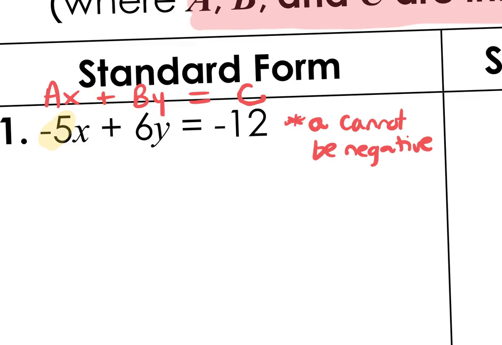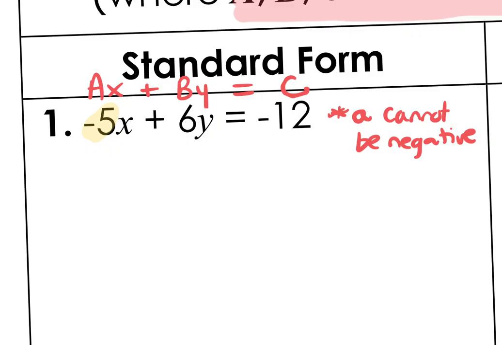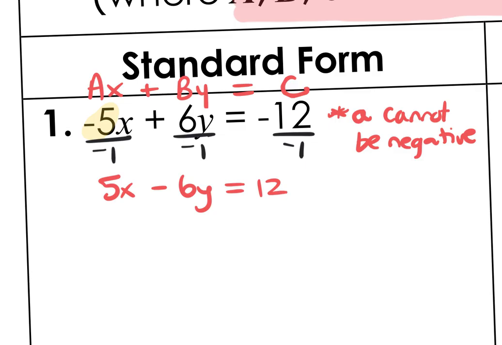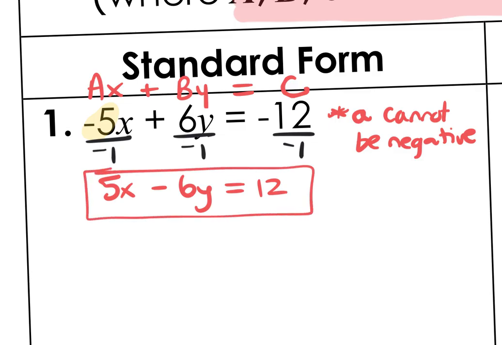So the first thing I need to do to get this in proper standard form is I'm going to divide everything by -1. Now I'll get positive 5x minus 6y equals positive 12. Now it's in real standard form. Okay. So now we'll get it into slope-intercept form.